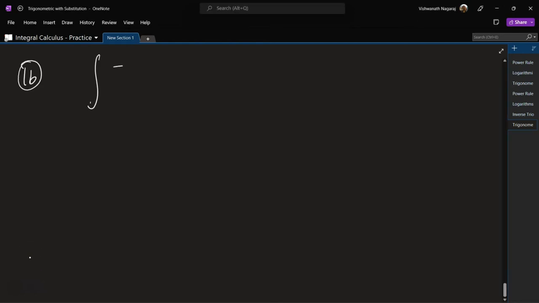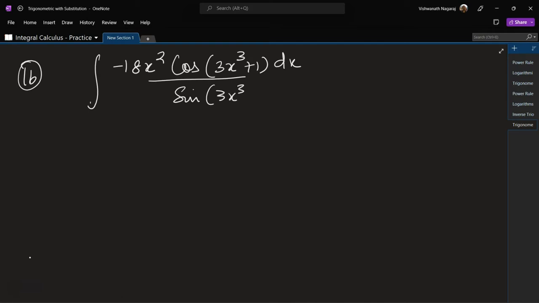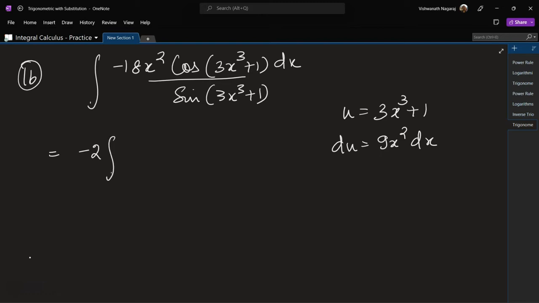Okay, 16th one. Integral of minus 18x square cos of 3x cube plus 1 dx divided by sine of 3x cube plus 1. Okay, let's do the substitution. So let u be 3x cube plus 1. So du would be 9x square dx. Here we require only 9, so let's take minus 2 out. We get 9x square dx. So that will become du.